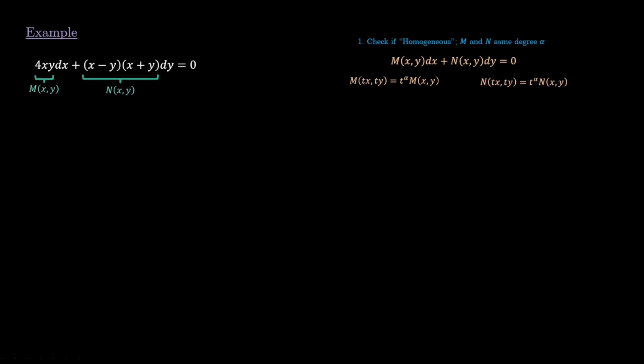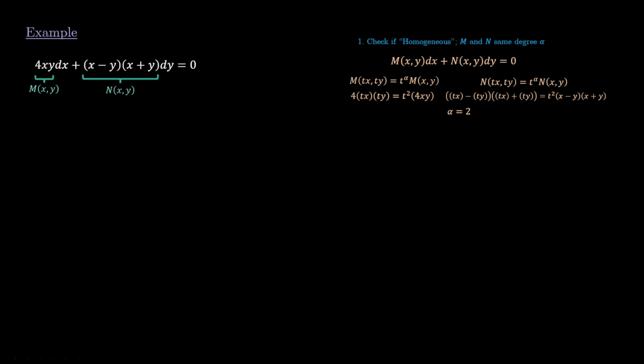So let's see that. Plugging in for M, we have the following, and then plugging in for N, we have the following. In either case, we can see that a t squared comes out. We have t squared here, and we have t squared here, and these are the original functions for xy, and (x minus y) times (x plus y). So yes, M and N are homogeneous of the same degree alpha, where alpha equals 2. And further, this implies that our equation is homogeneous.